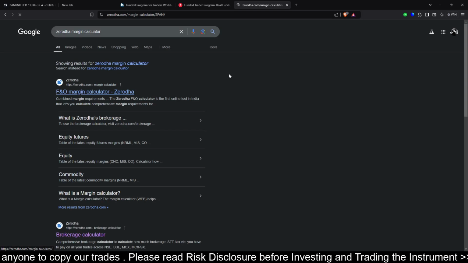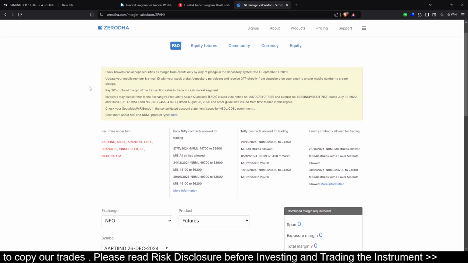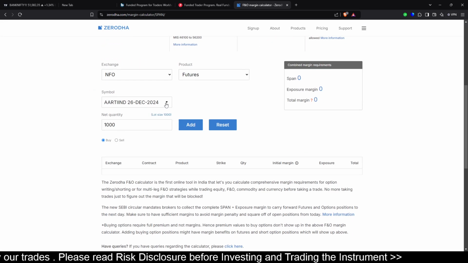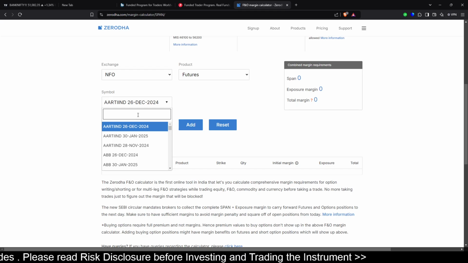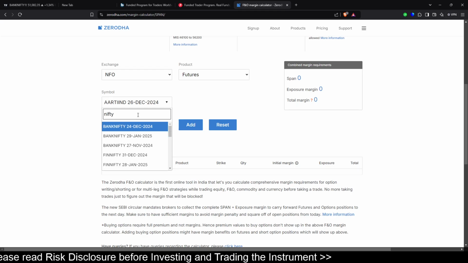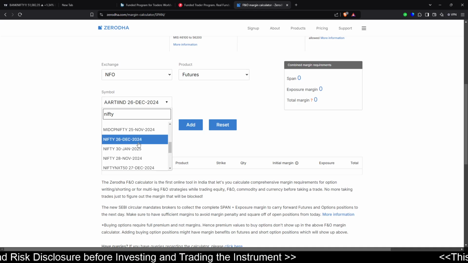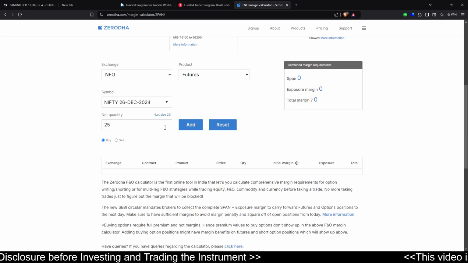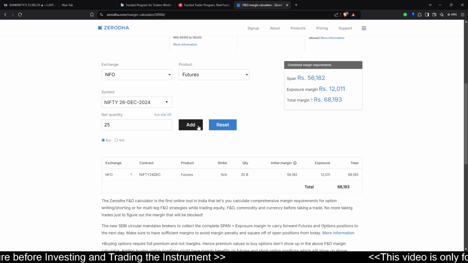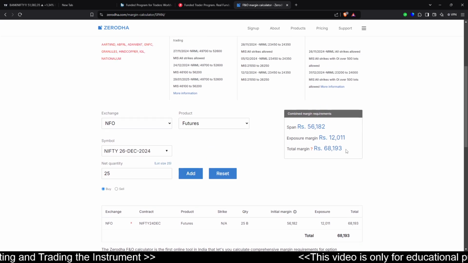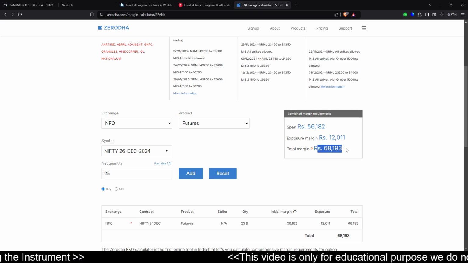I will give you some idea of how the margin has changed and how this is going to affect your ROI. I'm just selecting Nifty, December, and I want to take one lot. For one lot, I need somewhere around 68,000 rupees of margin in the account. So where is the 68,000 and where are those 2,000?